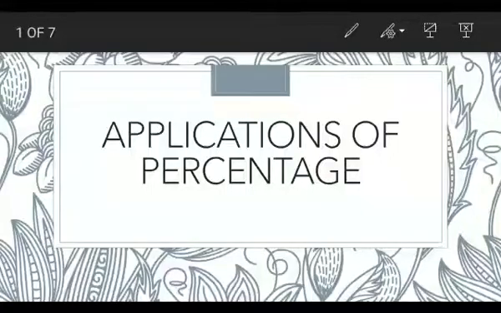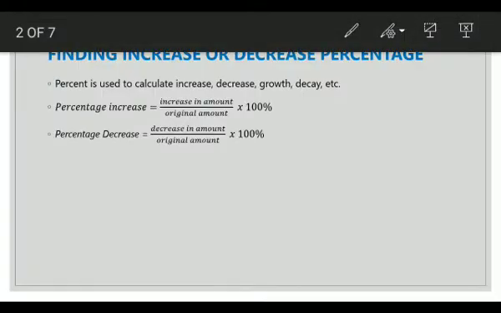Dear students, in the last class, we have completed the chapter cubes and cube roots. So today we are going to start with a new chapter, that is application of percentage: finding increase or decrease percentage. Dear students, we have studied percentage in detail in class 8th. In this chapter, we will be discussing in detail the application of percentage.